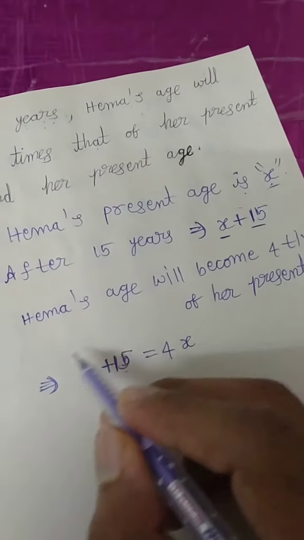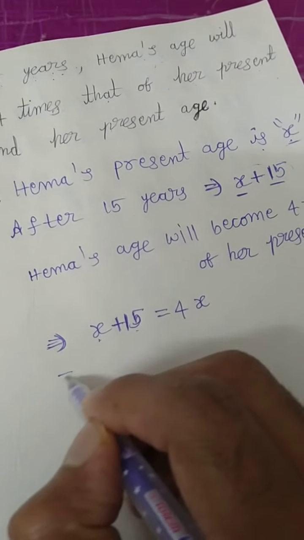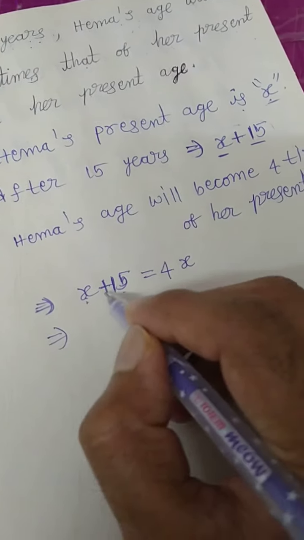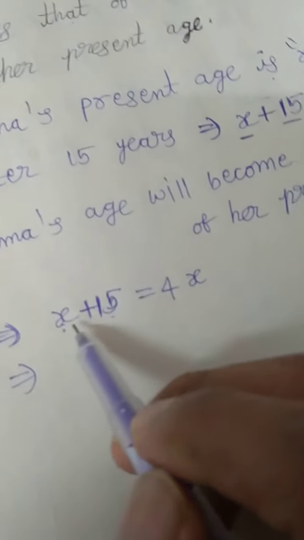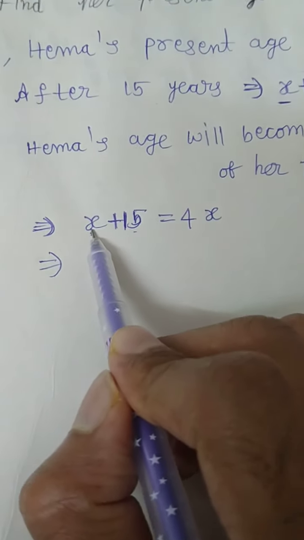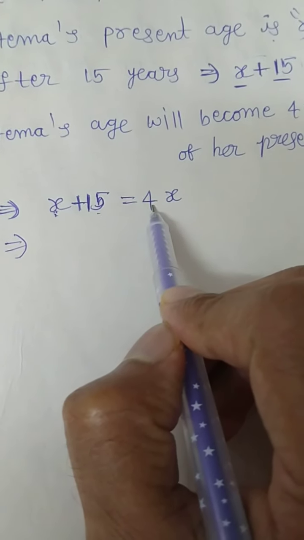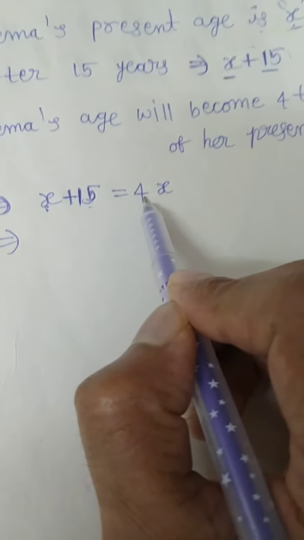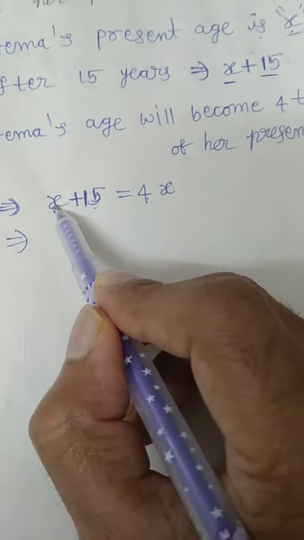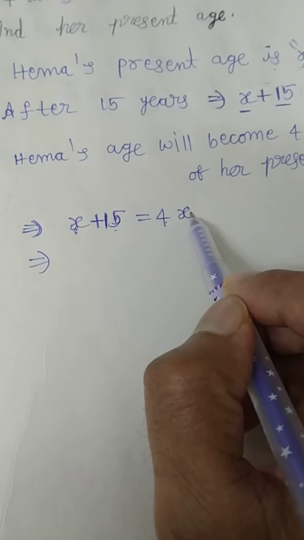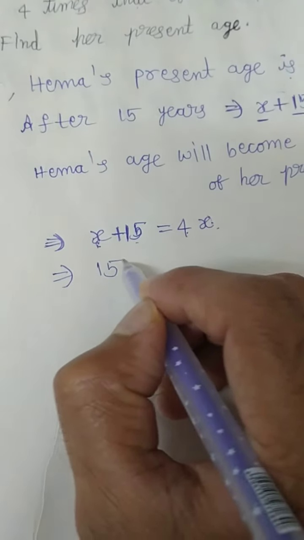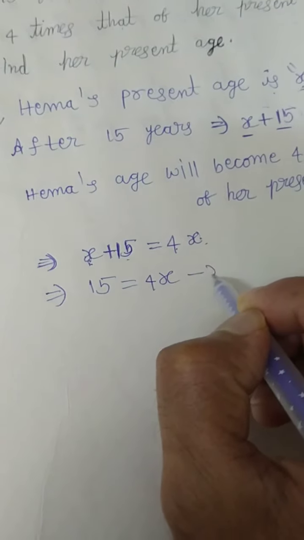Now we have got an equation. We should find the present age, we should find x also. x is the present age. So x plus 15 is equal to 4x. Here, carefully see, children, x is there. Is x bigger or is 4x bigger? I think 4x is bigger, because it is 4 times x. So we have to send this small x to the other side. Transposing plus x to the other side, it becomes 15 is equal to 4x minus x.